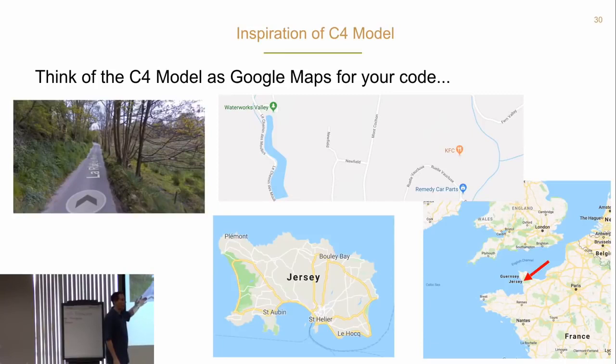So if we wanted to work our way backwards on the C4 model, if I started at the street view, this is my code. This is the most granular piece. I know where it's at. Then if I zoom out a little bit farther, I see that this road is near maybe a KFC or a Remedy Car Parts or something near a Waterworks Valley. So I zoom out even farther and I'm starting to look at containers. This is code, components, containers, and then we work our way over to context. Those are the four C's. It's a zoom model, if you will.